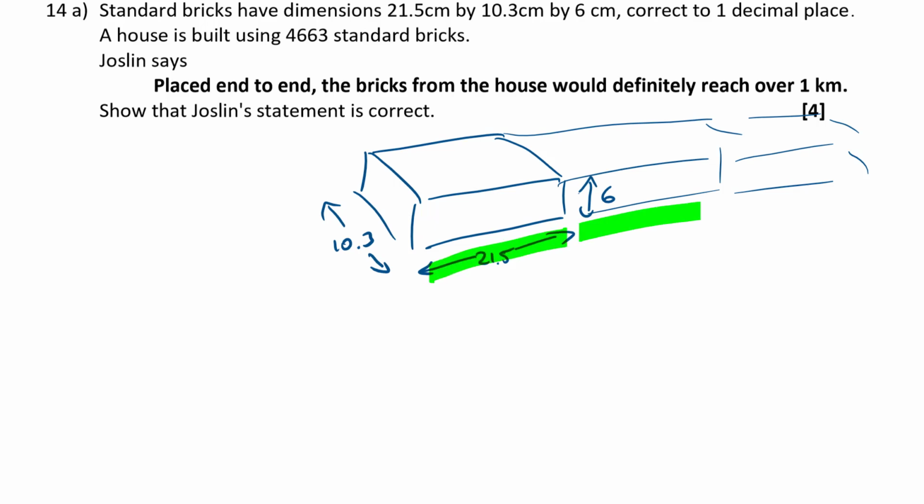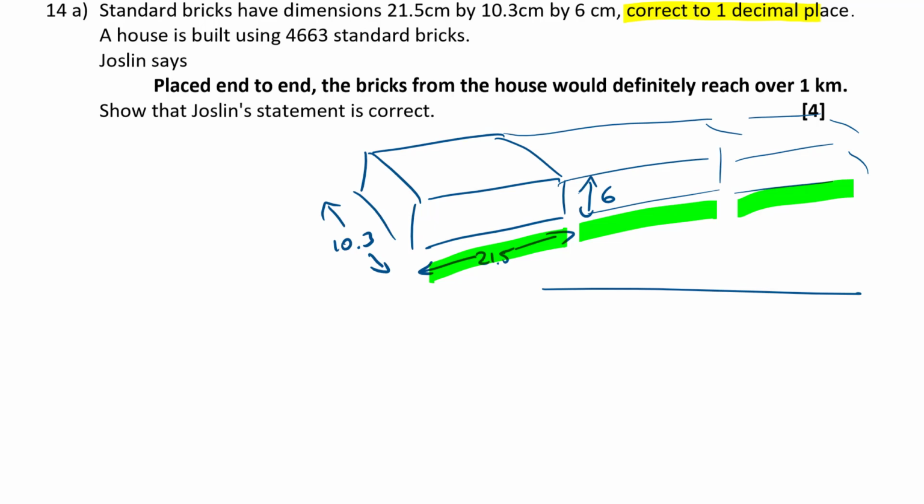So I'm going to have 21.5, 21.5, 21.5 for each of my 4,663 standard bricks, except that I'm told up here that these distances are correct to 1 decimal place, which means that they might not be exactly 21.5 centimeters. Now, when I've been given a range, this is like an error interval that we need to calculate with here, isn't it? So what I tend to do is draw a number line.